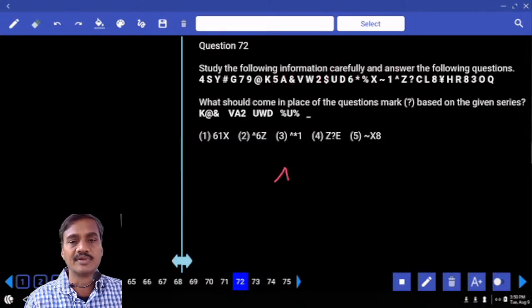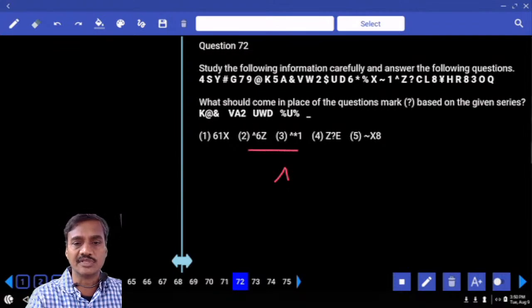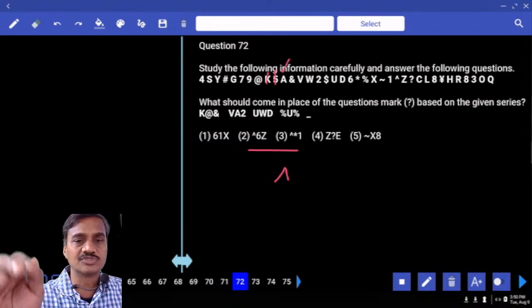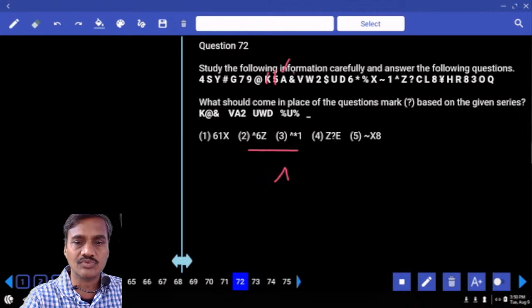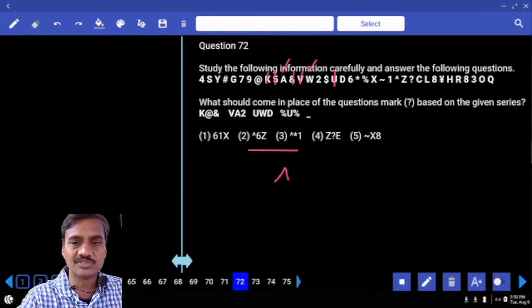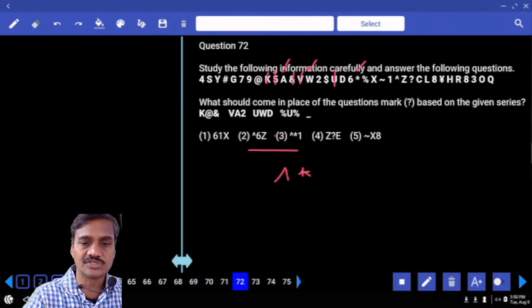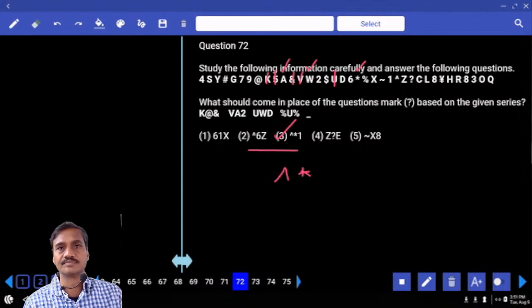Power. Then between these two, the second element: if you check at the rate of and A, at the rate of to A is 1, 2, 3, plus 3. And A and W, 1, 2, 3, plus 3. W and U, plus 3. And U plus 3 is star. So power and star. Then what is your answer here? Choice 3, question number 72.